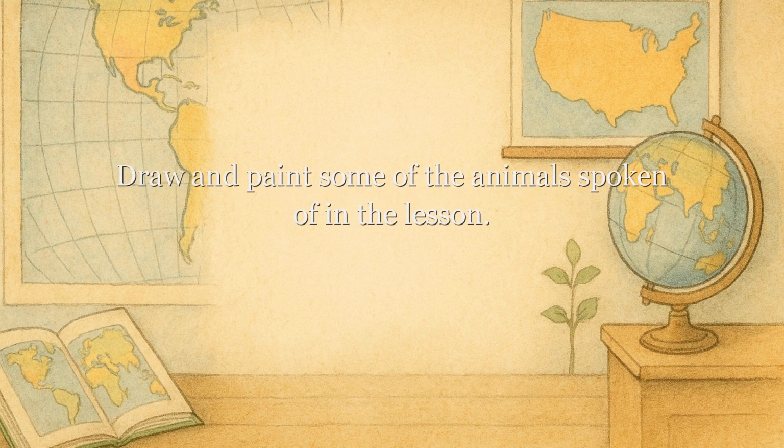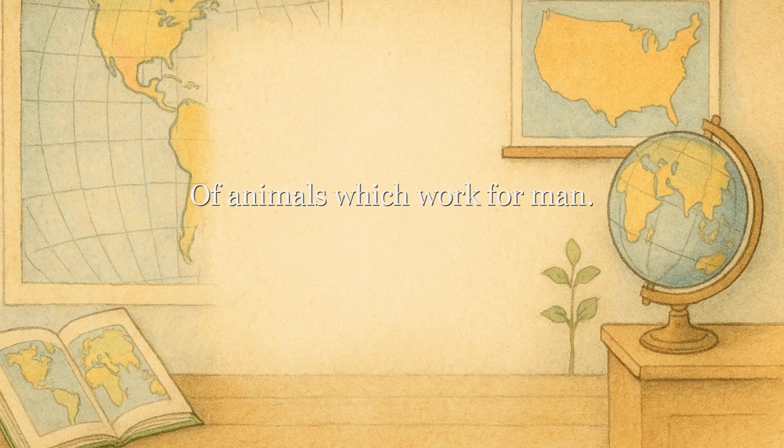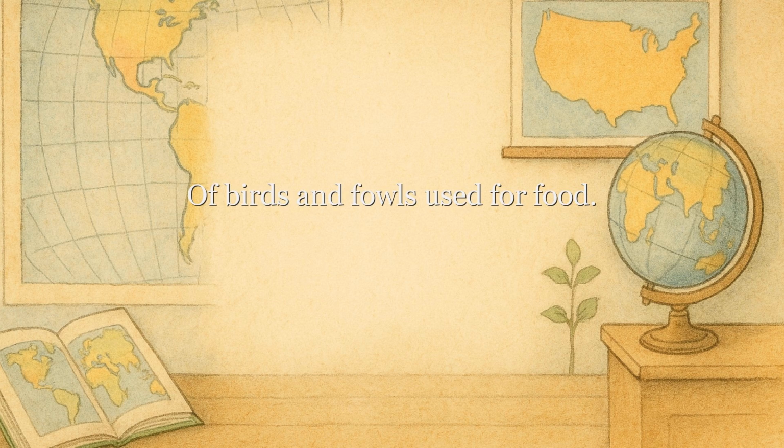Draw and paint some of the animals spoken of in the lesson. Write the names of animals useful for food, of animals which work for man, of animals useful to us for clothing, of birds and fowls used for food.